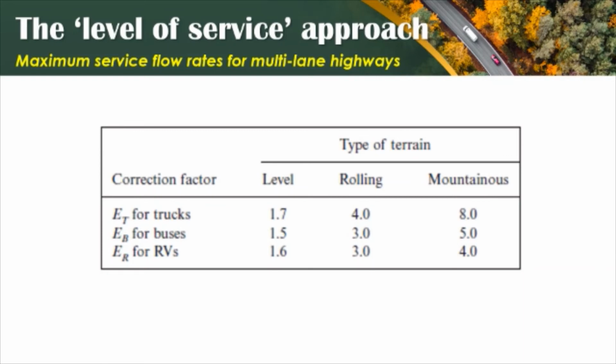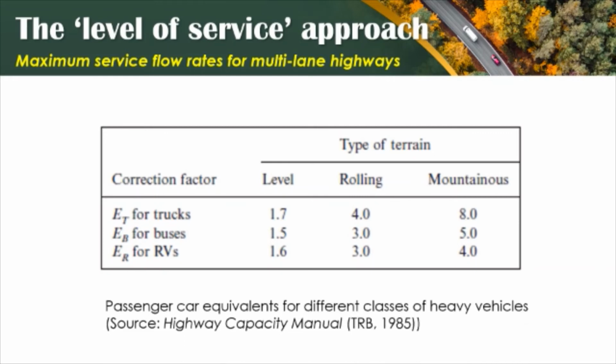Rolling terrain. So these are gradients or horizontal alignments that result in the speed of the heavy vehicle in question being lowered to a value substantially below those of the private car on the same stretch of roadway. The heavy vehicles are not operating at their maximum speed for a substantial distance. The mountainous terrain. Those are gradients or horizontal alignments that result in the heavy vehicle operating at its maximum speed for a substantial distance. So, these values are given by this table, the Transportation Research Board table.